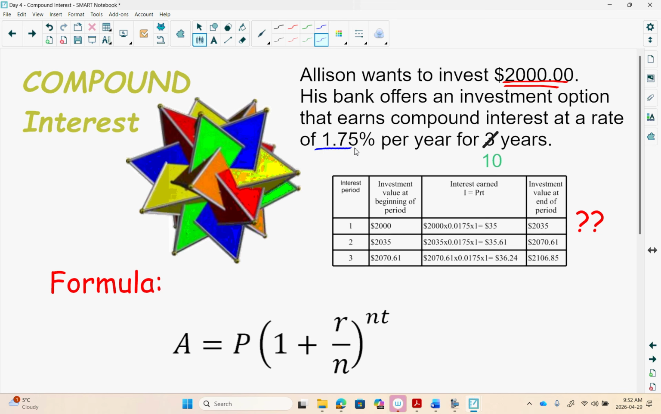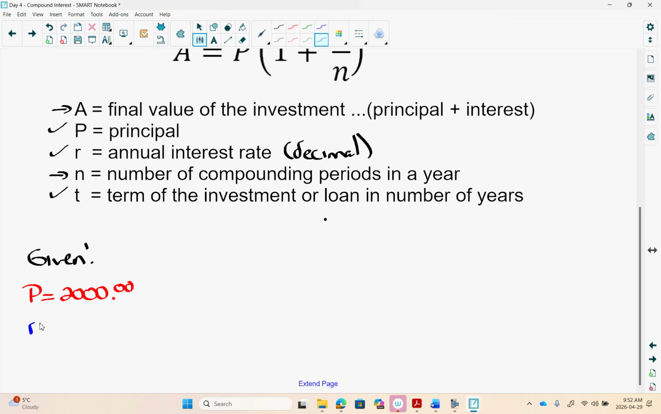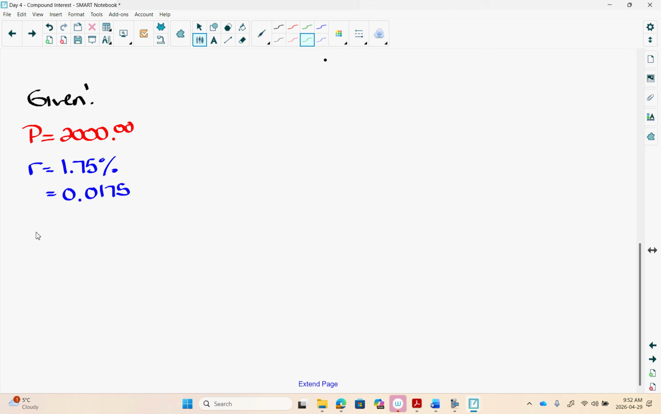What's the interest? 1.75%. What would I use for my R value? What's 1.75% as a decimal? Divide that by 100, or just swing the decimal place 2 spots to the left. Do you know what T is? What's the term? How long is the investment for? It's 10 years.